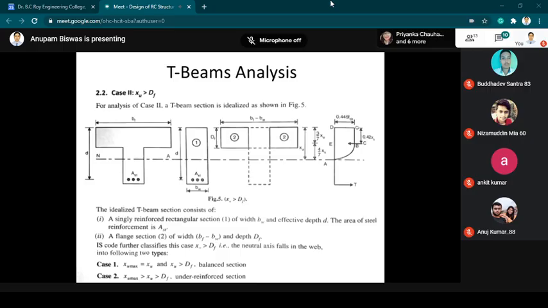If possible, you can draw this picture for better understanding. And if you have any problem understanding this figure 5, you can ask me.